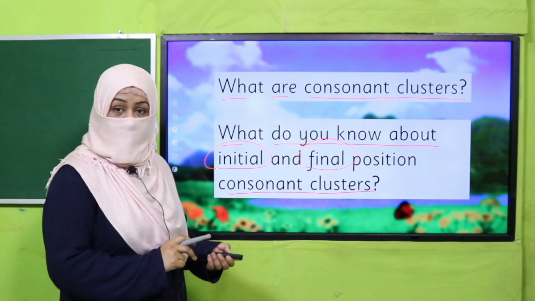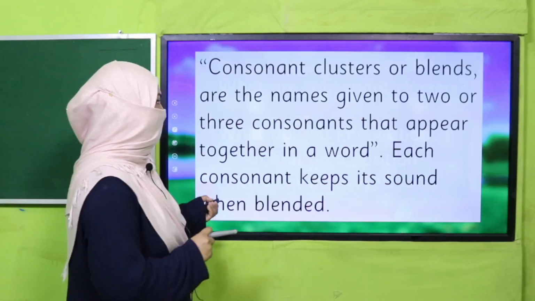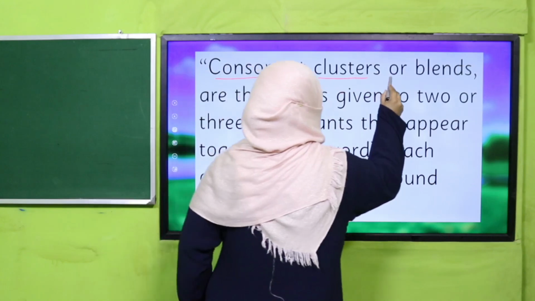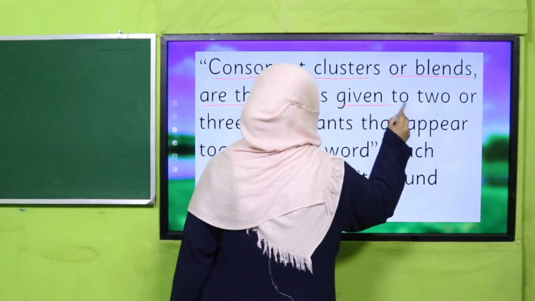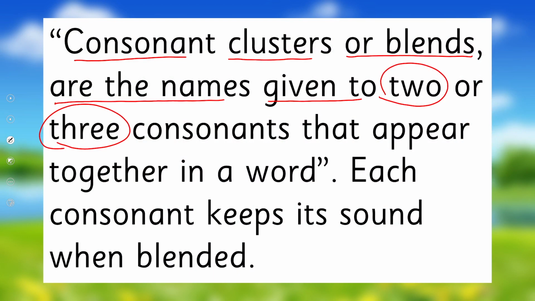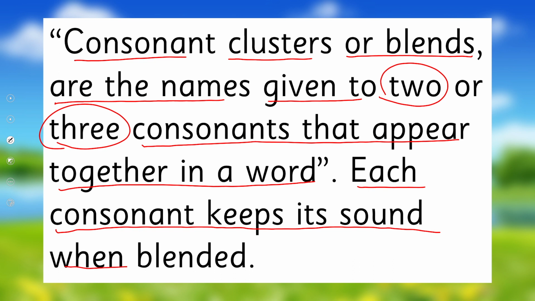Yes, my dear children, I hope you could recall. I just gave you a very clear clue that consonant clusters or blends are the names given to 2 or 3 consonants that appear together in a word. Means these 2 or 3 consonants are a group in a word. So whenever we identify them, each consonant keeps its sound when blended. So we blend the sounds of the consonants together and we pronounce them as a group, but each consonant will sound together without any gap.